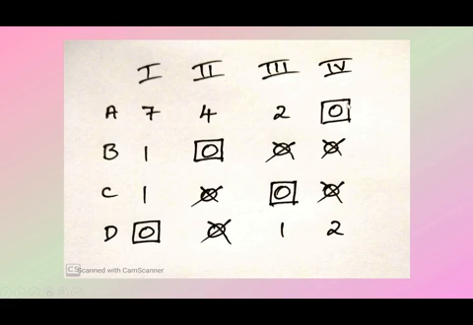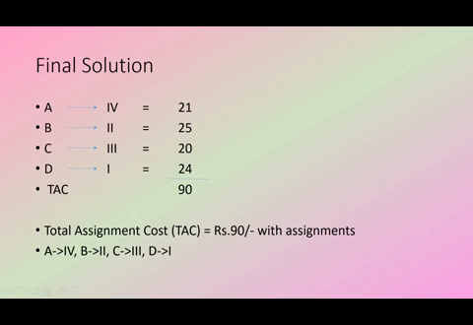How many am I supposed to get? 4. So I was supposed to get 4 assignments. I have got 4 assignments. So this is the final solution. So can we leave it at that? No. We are supposed to find the total assignment cost.